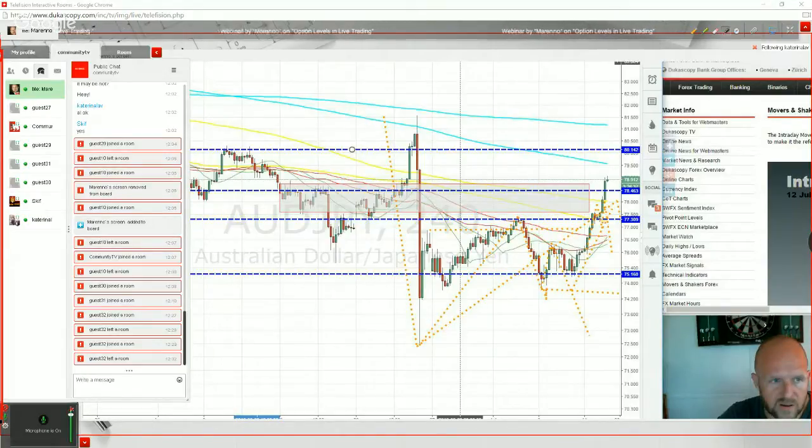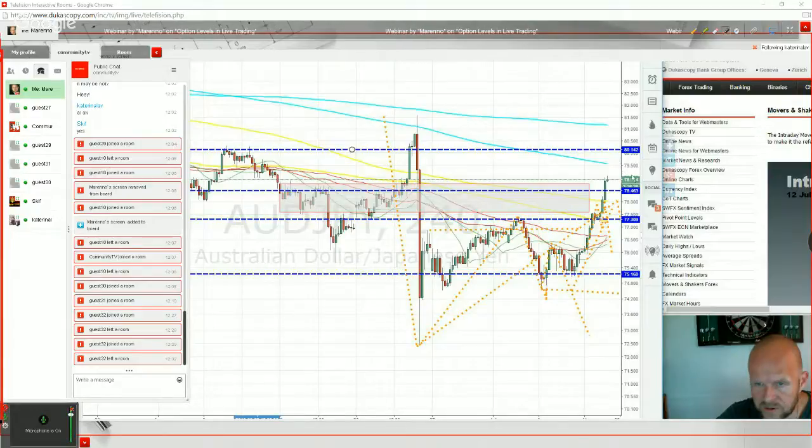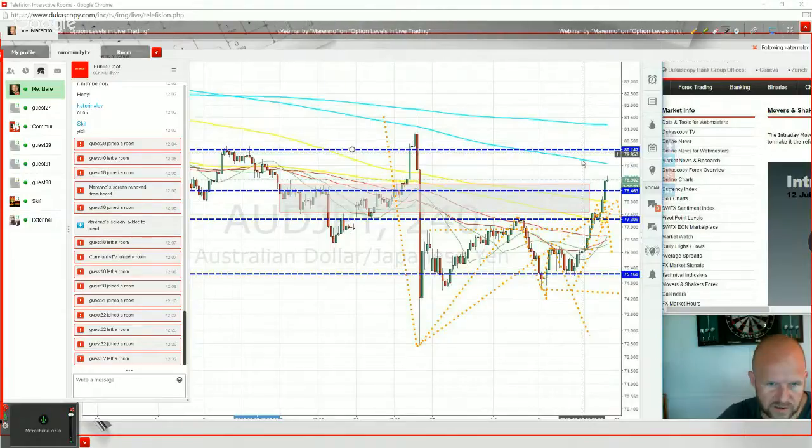Let's go further. So Aussie yen, looking for a sell signal, for selling opportunities. We are very close to our selling point. So please wait for 80 maximum. Then we'll probably change our view on the market.